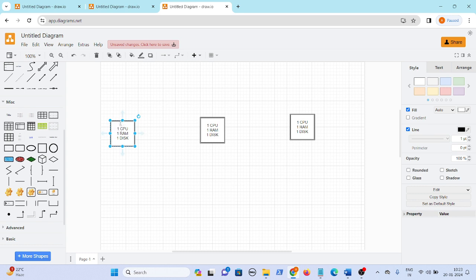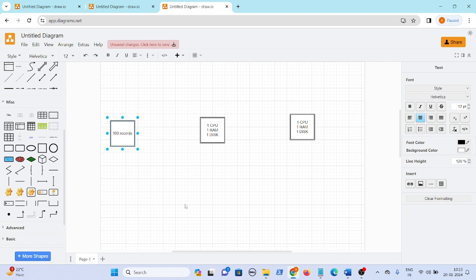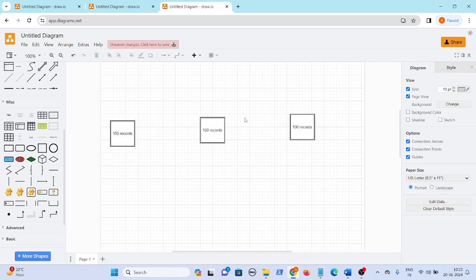Let's say here I have 100 records. Here also I have 100 records, and here as well I have 100 records. So you have the same set of data on each and every machine. These machines behave like exact replicas of each other. So this is called replication. Copying the same set of data present on one machine to another machine is nothing but replication. So you have the same set of data on multiple machines placed at several geographical locations.